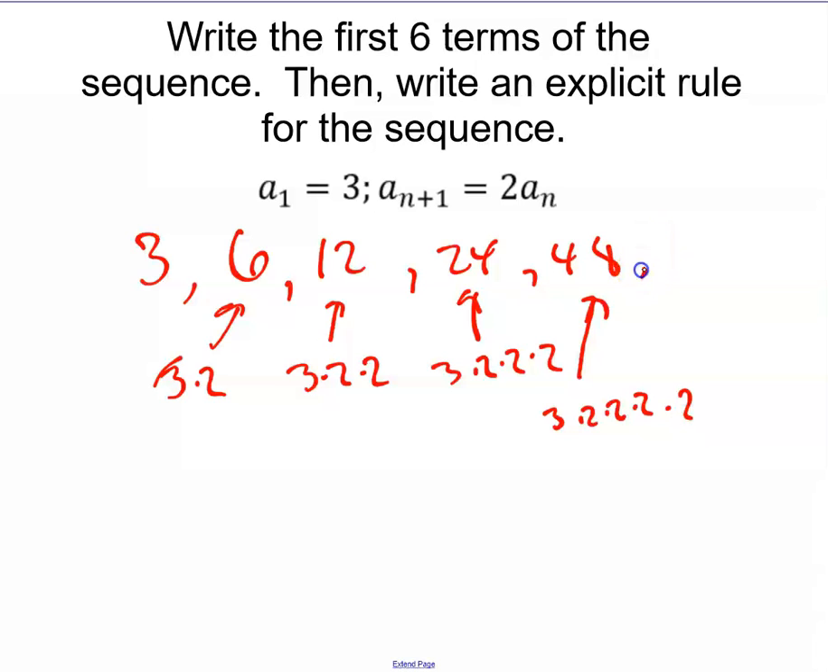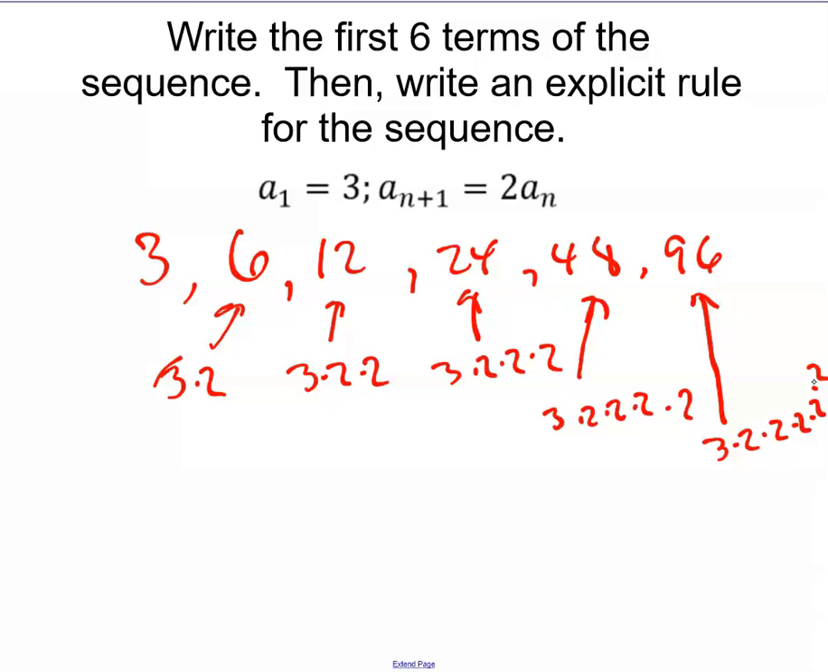And then last, 96, which is 3 times 2 times 2 times 2 times 2. 1, 2, 3, 4. So that's the previous term times 2 again.